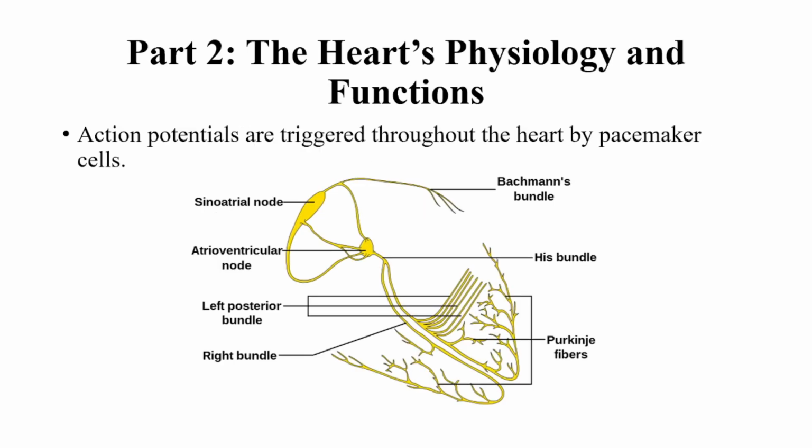Okay, so now we're going to talk about the heart's physiology and its functions. Action potentials are triggered throughout the heart by what are called pacemaker cells, okay? So here you have a diagram of what a pacemaker cell looks like. You have all the individual parts here that are labeled nicely. Very intricate.